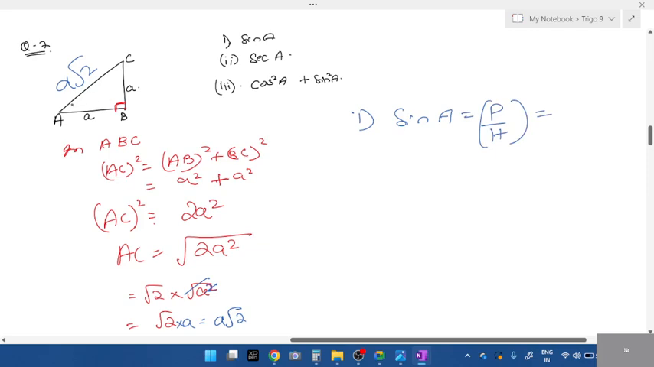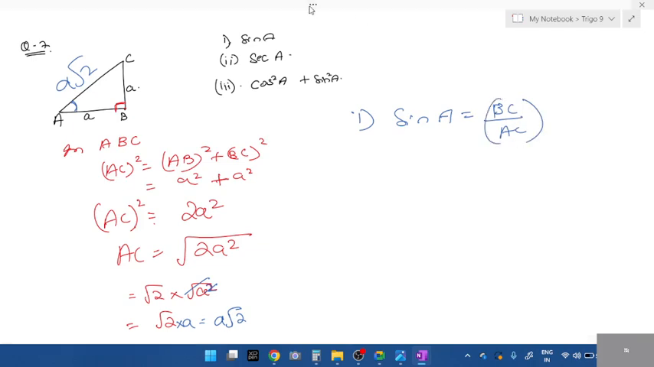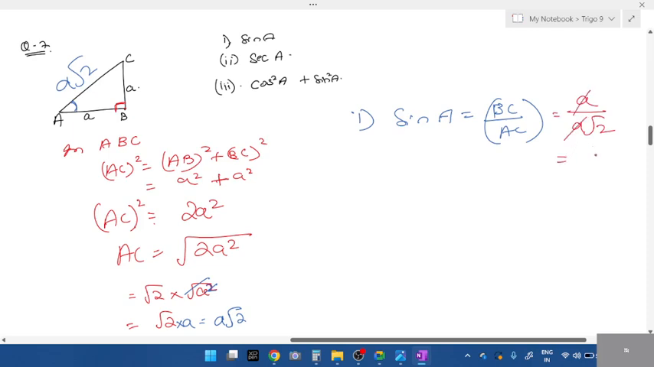So with respect to angle A, which is perpendicular, students, both of you will respond. What is perpendicular? BC divided by AC, right? BC is A. What is AC? A root 2. Which one gets cancelled? A and A. What's the answer? 1 by root 2. This is how you're supposed to do it. You can cancel, take LCM, solve this.